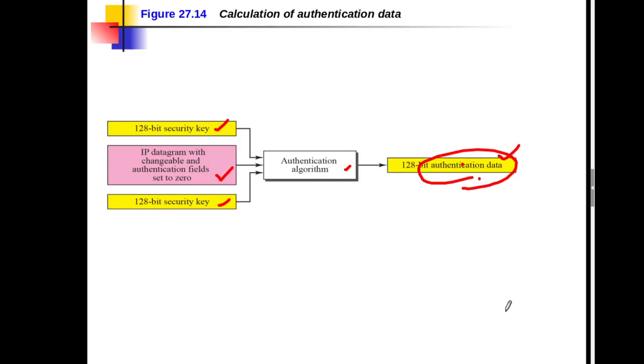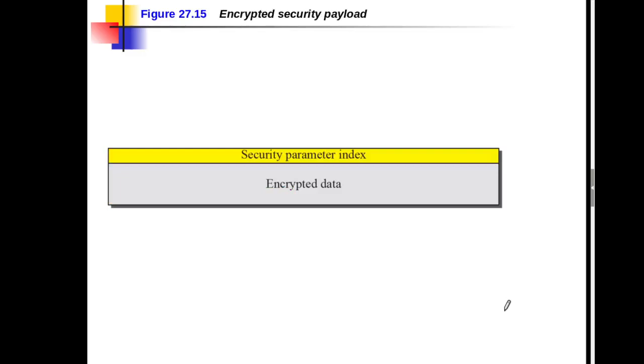You have to know something about Encrypted Security Payload. It is another extension, right? It provides confidentiality and guards against eavesdropping, so data is encrypted here. The Security Parameter Index is here. Both things are the same. This 32-bit Security Parameter Index will define the type of encryption or decryption used, right?